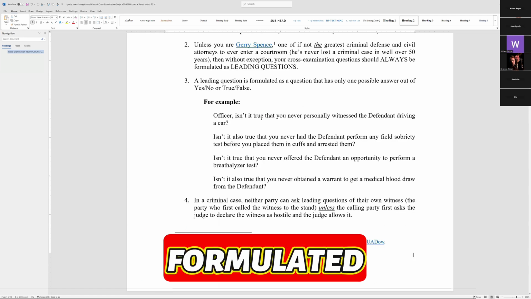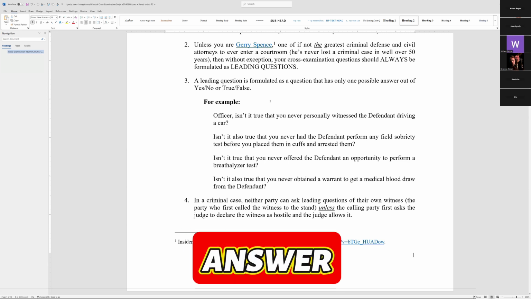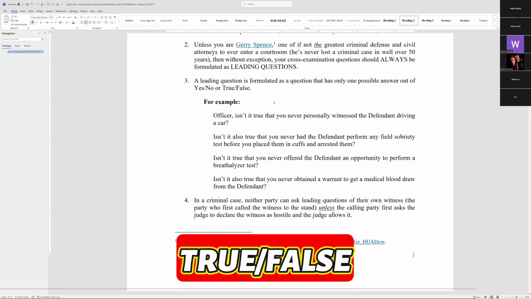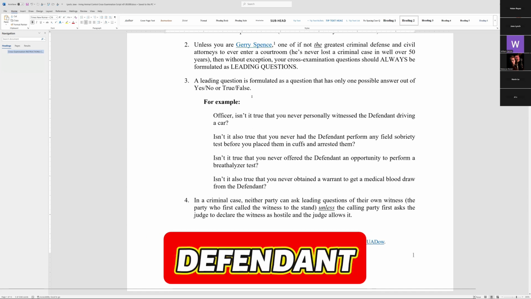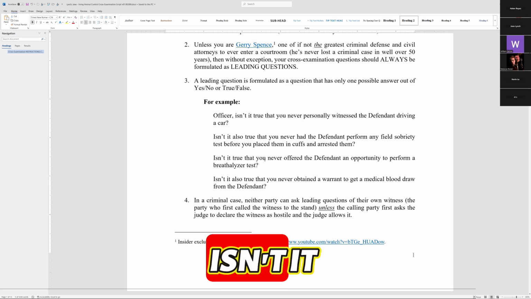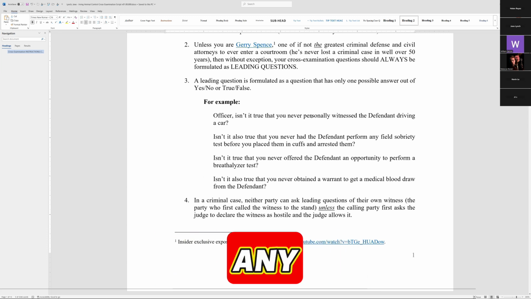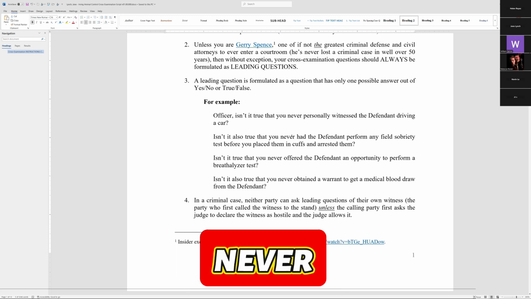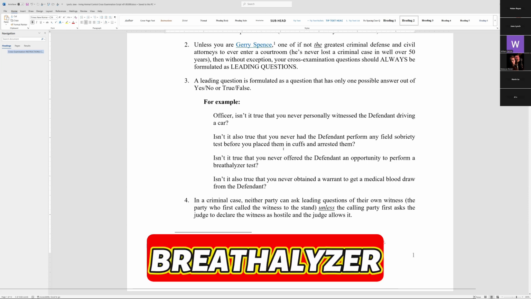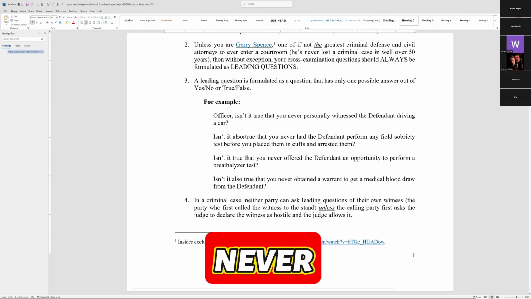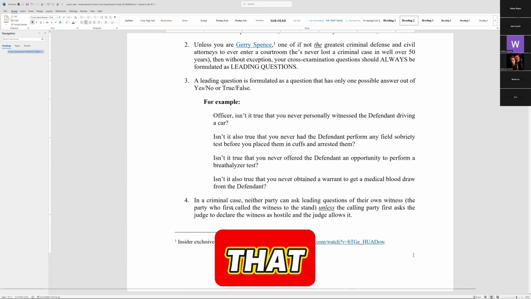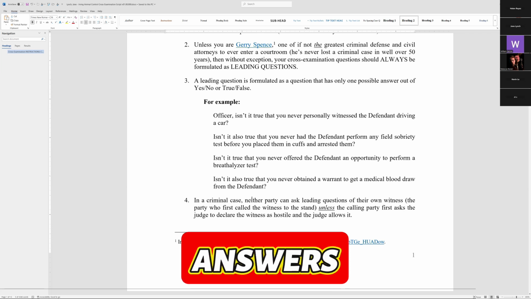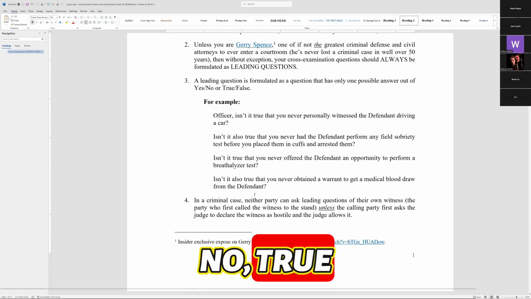Three, a leading question is formulated as a question that has only one possible answer out of a yes, no, or true, false. For example, officer, isn't it true that you never personally witnessed a defendant driving a car? Isn't it also true that you never had the defendant perform any field sobriety test before you placed them in cuffs and arrested them? Isn't it true that you never offered the defendant an opportunity to perform a breathalyzer test? Isn't it also true that you never obtained a warrant to get a medical blood draw from the defendant? Those are all leading questions that only have one of 2 possible answers: yes or no, true or false.